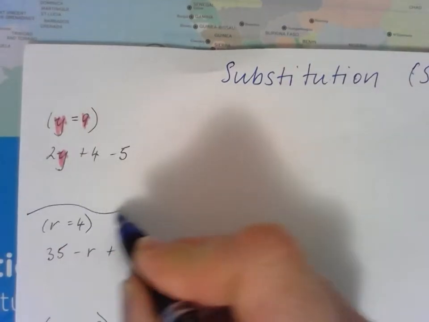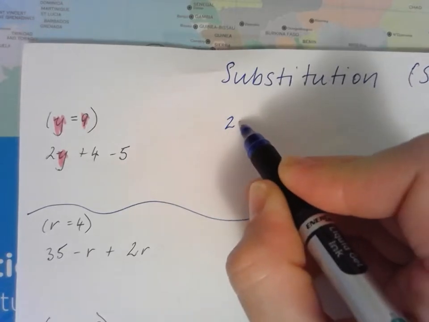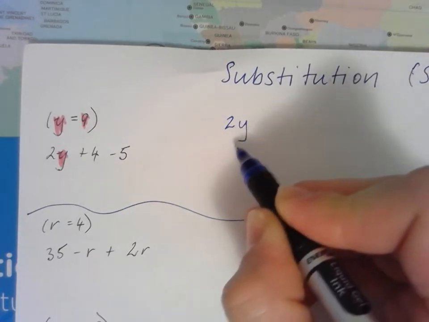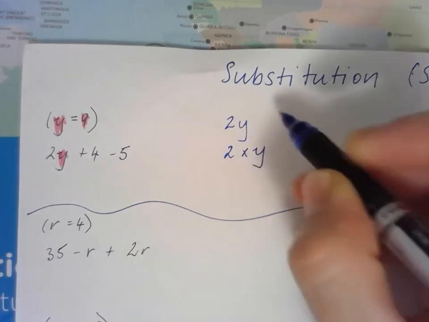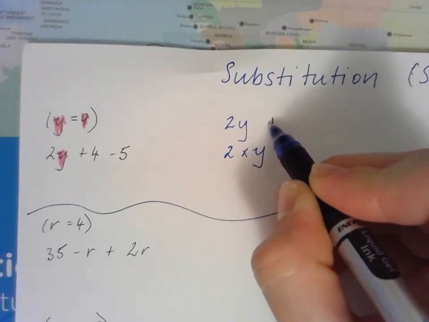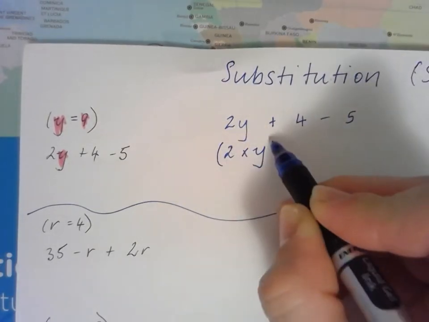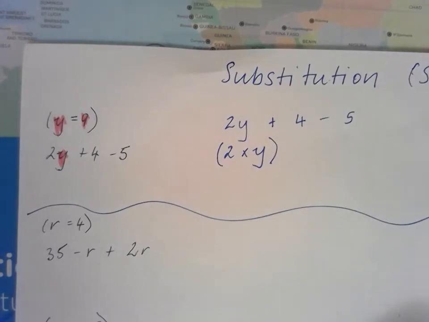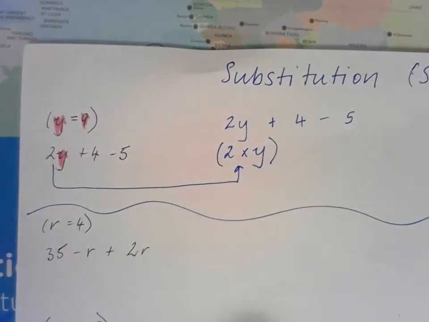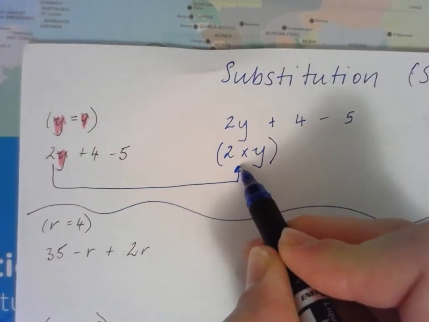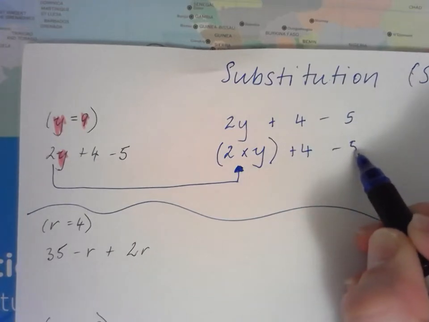Okay, so what you need to remember is that 2y actually means 2 multiplied by y. So 2y plus 4 take away 5. The first step is to remember that 2y actually means 2 multiplied by y. Then we'll do the plus 4 and take away 5.